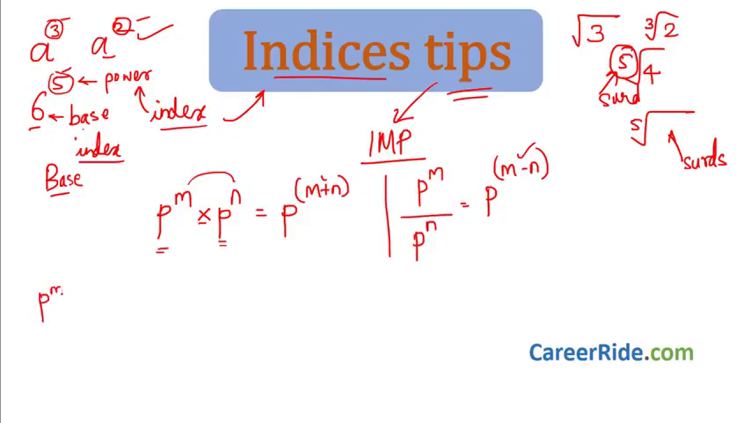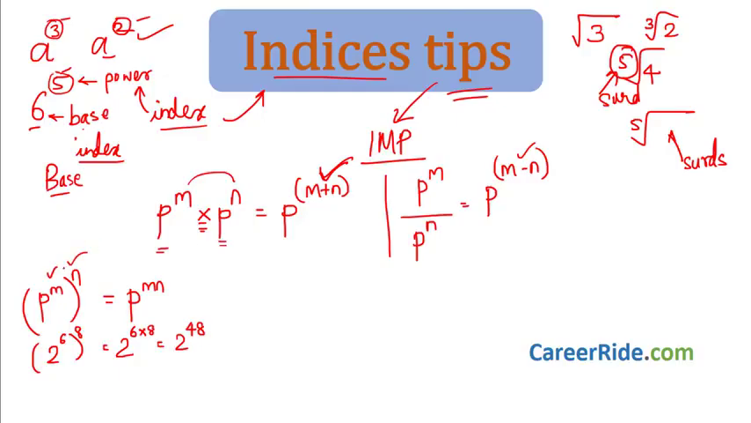If we have p raised to m and this whole thing is raised to n, then we can simply write it as p raised to mn. Let's take an example. Say we have 2 raised to 6 and this whole is raised to 8. Then we have 2 raised to 6 into 8, which is 2 raised to 48. Please remember, in the earlier case it is addition because there is a multiplication sign, but here it is raised to and raised to, this whole raised to. So we multiply here, we do not add. It is not 6 plus 8, it is 6 multiplied by 8.